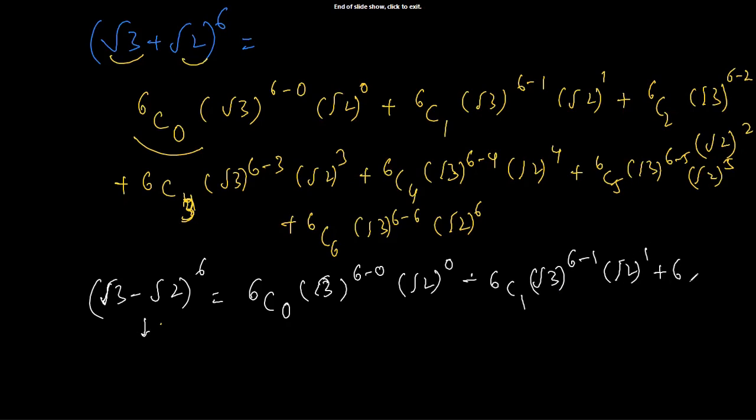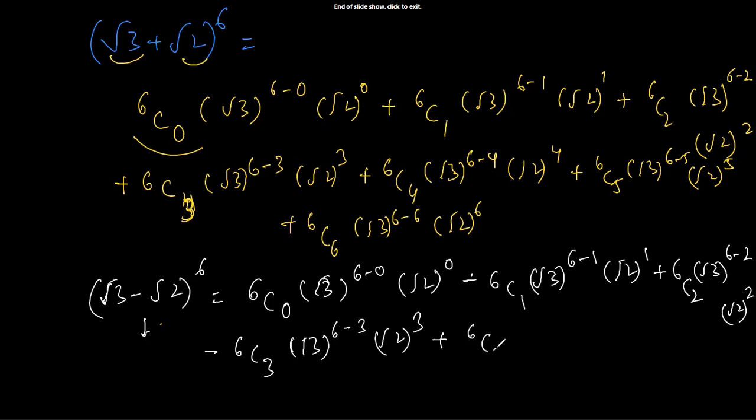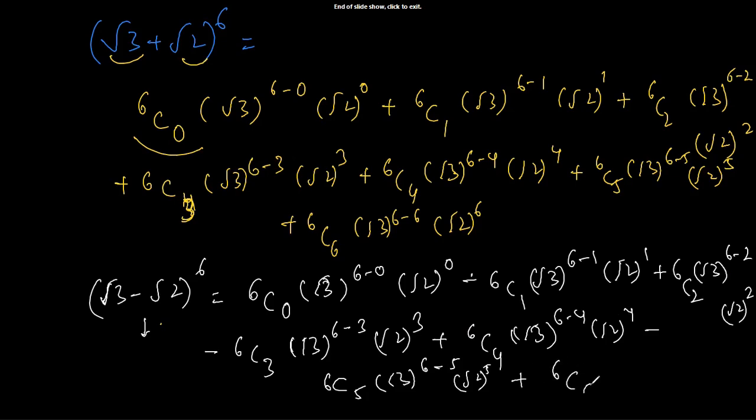Then the third term positive, 6C2 root 3 raised to the power 6 minus 2 and root 2 raised to the power 2. Then the fourth term negative, 6C3 root 3 raised to the power 6 minus 3 and root 2 raised to the power 3. Then positive, the fifth term, 6 minus 4 and root 2 raised to the power 4. Then the next term negative, 6C5 root 3 raised to the power 6 minus 5 and root 2 raised to the power 5. Then the last term is positive, 6C6 root 3 raised to the power 6 minus 6 and root 2 raised to the power 6.